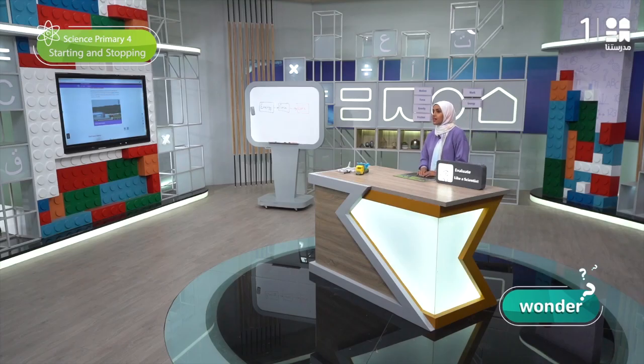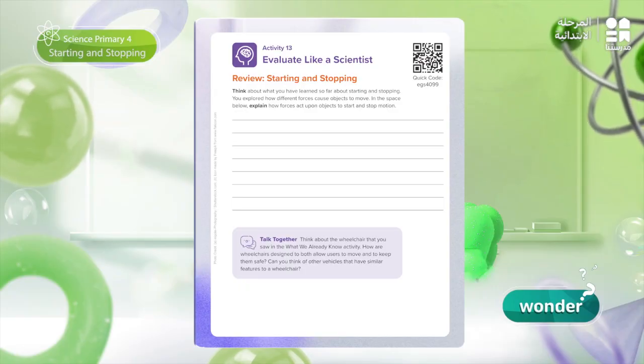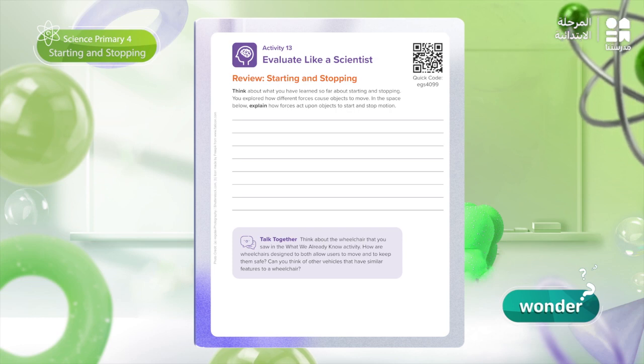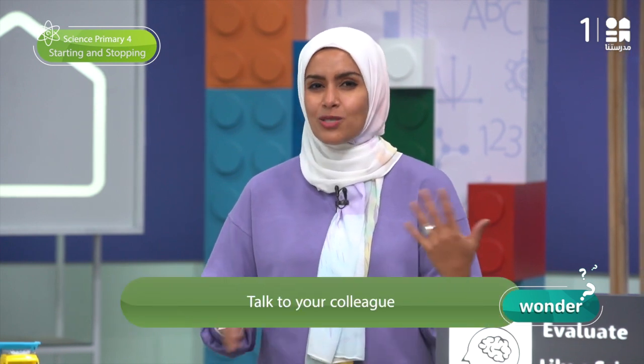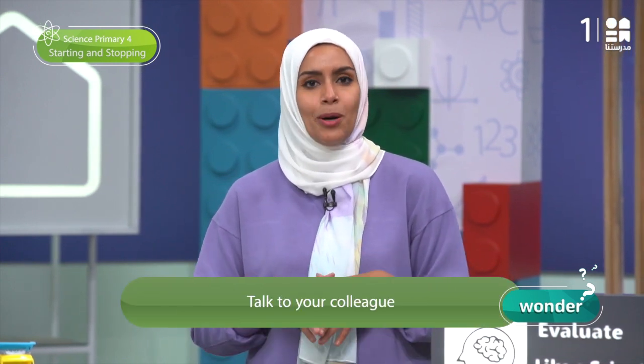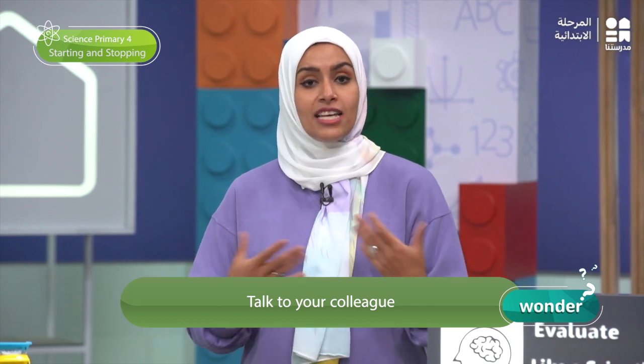Our activity is entitled Reviewing, Starting, and Stopping. Use all the information you collected and go back to page 159 and explain how forces act on a starting and stopping object. After finishing the last activity of starting and stopping concept, we can begin discussing all what we have learned with one of our colleagues or family. بعد خلاص ما رجعنا كل حاجة تعلمناها وازاي الأوبجكت بتتحرك وبتقف، عايزاكم بقى تبتدوا تتناقشوا في ده مع زمايلكم.